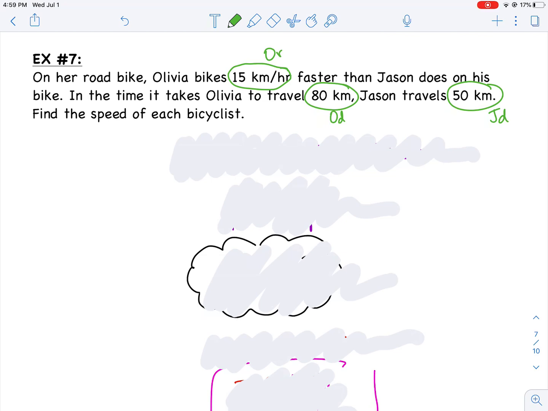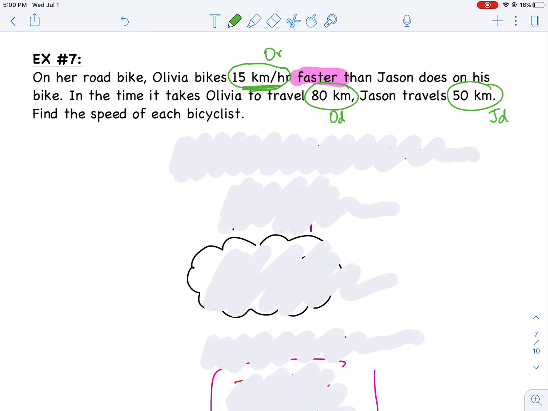We have some distances, and those distances are not equal, right? Olivia goes 80 and Jason only goes 50. We have speeds, and we know that those speeds aren't the same. Olivia goes faster than Jason. And this 15 isn't actually Olivia's rate, is it? It's just comparing her to Jason. It doesn't say that she went 15 kilometers per hour, it says she went 15 kilometers per hour faster than Jason. So we've got to be careful with that. It's not her actual speed, it just compares her speed with Jason's. We know the speeds aren't the same, and we know the distances aren't the same.